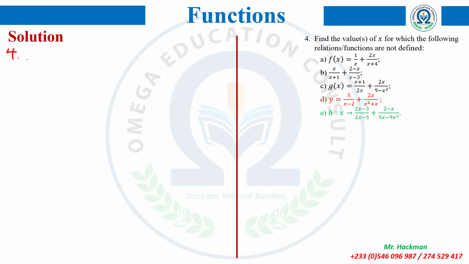All right. Now, I don't have any major information to extract here. So I come to my minor question number A, and I extract the function. What are we given? We are given f of x is equal to 1 over x, then plus 2x over x plus.